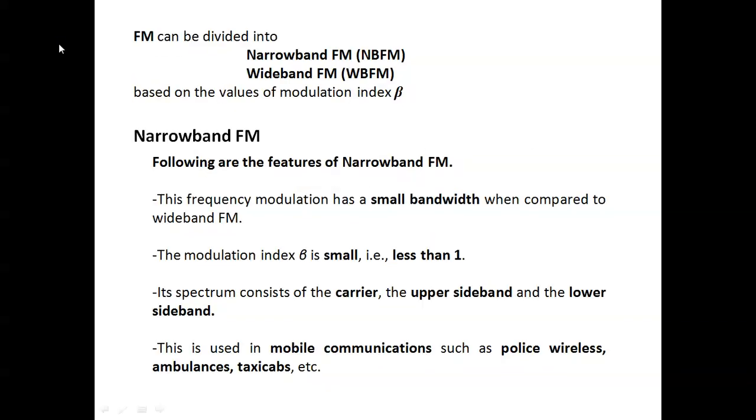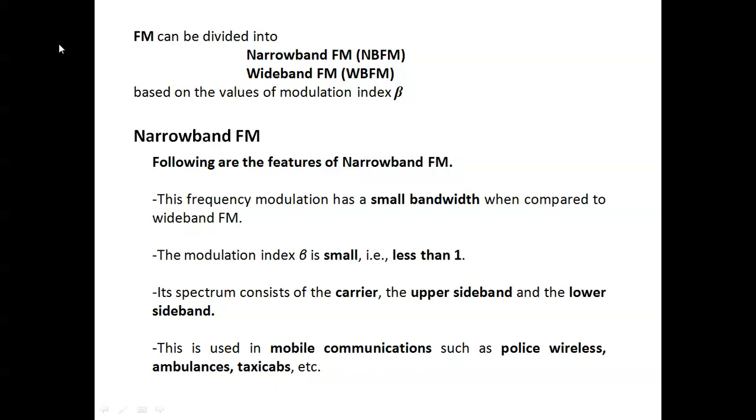Okay, so FM can be divided into two parts: narrowband FM and wideband FM, based on the value of the modulation index beta. Narrowband FM has a small bandwidth compared to wideband FM, and its modulation index beta is small, that means less than one.